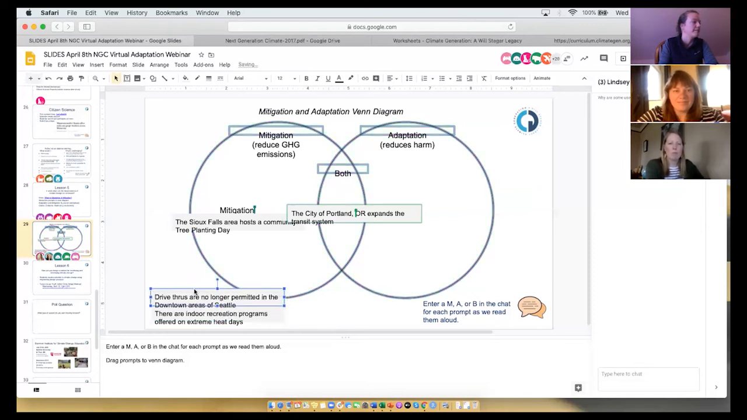You can do that. I won't spend too much more time on this since I want to respect everyone's time. The actual worksheet for this Venn diagram is also on the worksheets tab in our resources. So I'm just going to shoot it over to Megan now to talk about our last lesson.